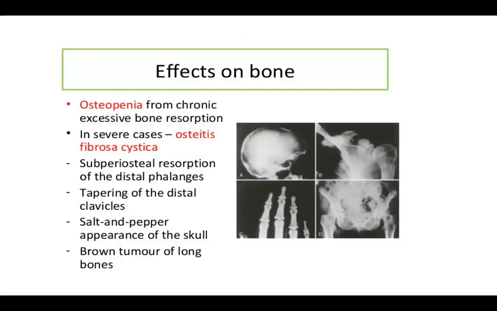So what are the effects of hyperparathyroidism on the bones? It causes excessive bone resorption. It decreases the bone mass. It results in osteopenia, and in severe cases, we call it osteitis fibrosa cystica when it involves nearly all the bones of the body.